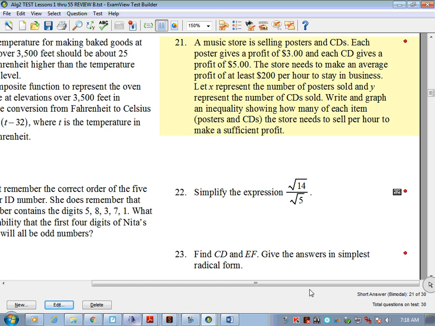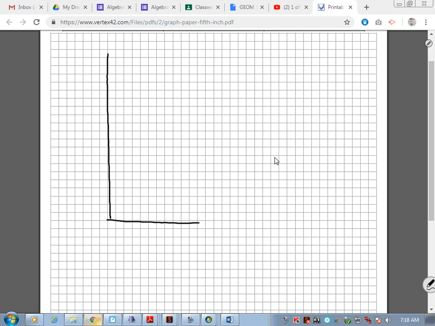Write and graph an inequality showing how many of each item, posters and CDs, the store needs to sell per hour to make sufficient profit. So I'm going to come over here to our graph, if I can find it. Okay, so we're going to need to make a table for this. I'm going to come back to the question on 21.